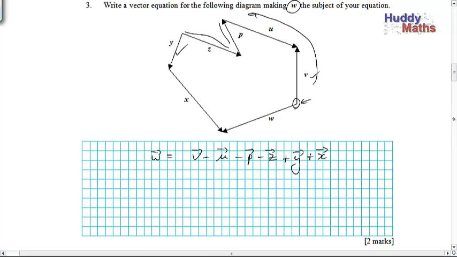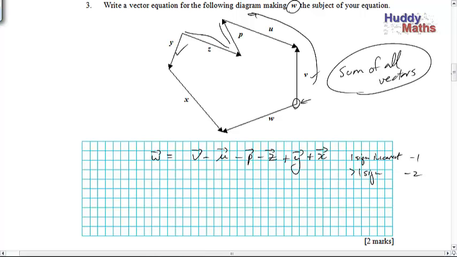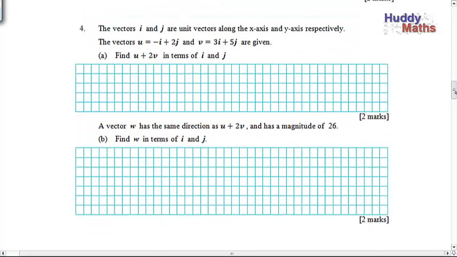For 2 marks, you need to have all the signs right. If you've got one sign wrong, then you lose 1 mark. More than one sign wrong, then you lose all 2. So just get that idea of displacement. You could actually write that in various ways. You could do the sum of all vectors around the figure, and then put w by itself on the other side. Could do it that way. Okay, let's go down and have a look at question 4.